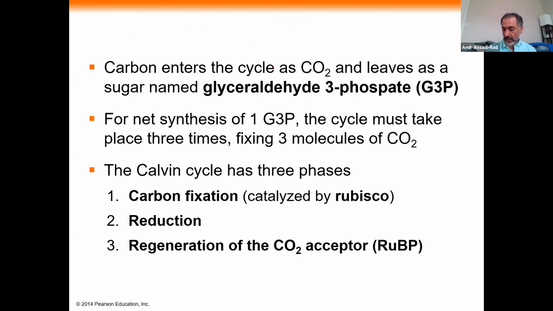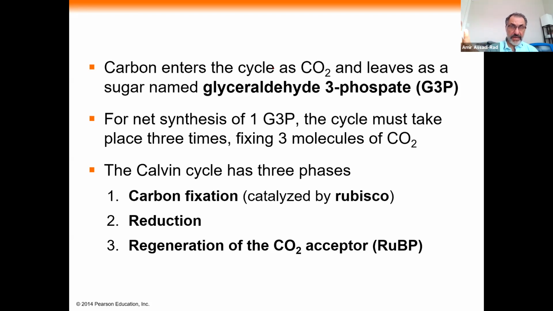Okay, so let's see what the diagram shows. Carbon enters the cycle. There is a carbon precursor in the chloroplast. This carbon comes from the atmosphere, carbon dioxide. Another carbon comes from the atmosphere. Another carbon comes from the atmosphere. That's what he's saying. So carbons enter the cycle as carbon dioxide and leave as a sugar molecule named glyceraldehyde 3-phosphate, G3P. For net synthesis of 1 G3P, the cycle must take up 3 carbon dioxide molecules, carbon fixation.